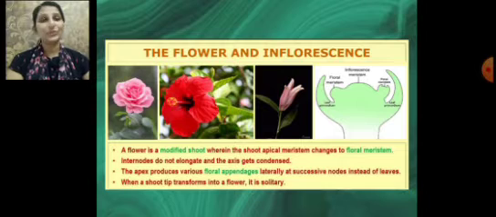And the apex, that means the tip of the shoot, produces various floral appendages. It produces a large number of floral appendages laterally at successive nodes. Instead of leaves from the nodes, many floral appendages are produced, and the shoot tip transforms into a flower. Is it clear?